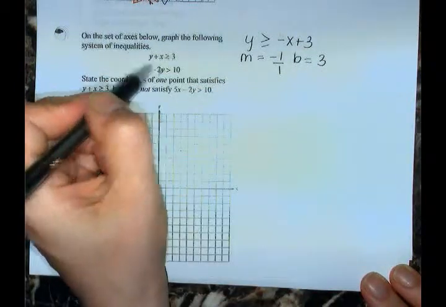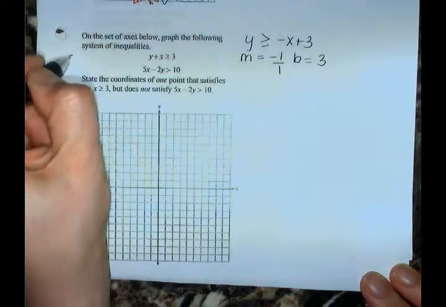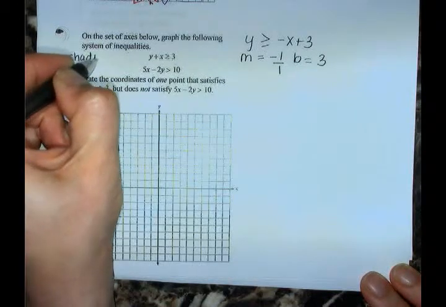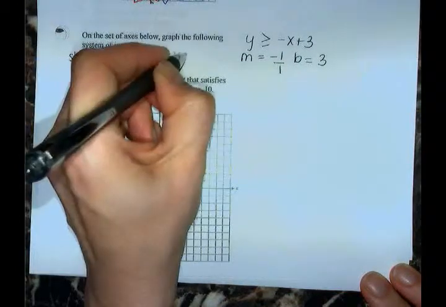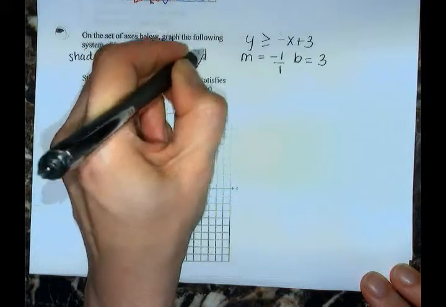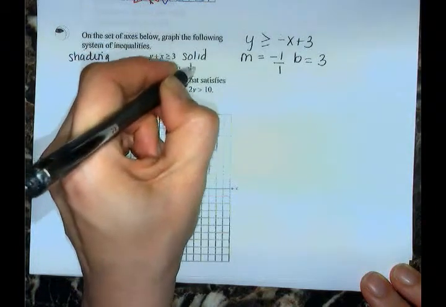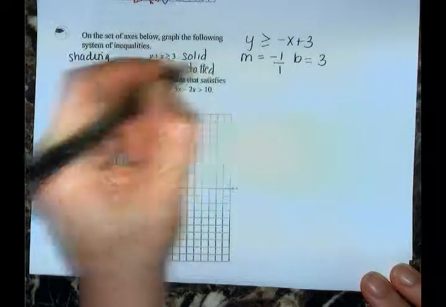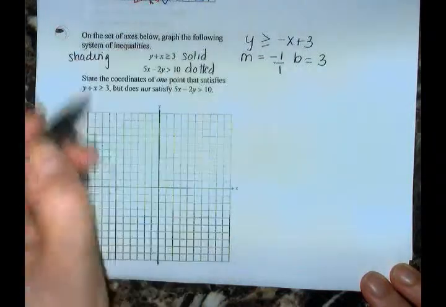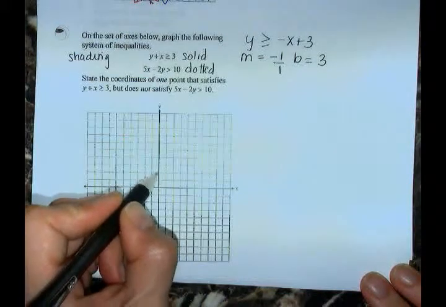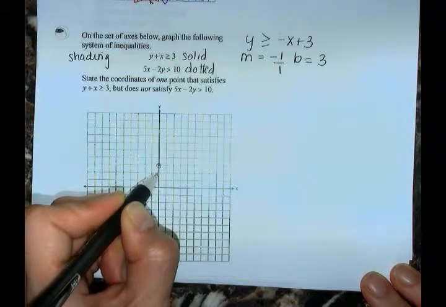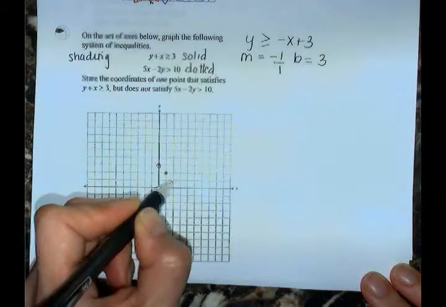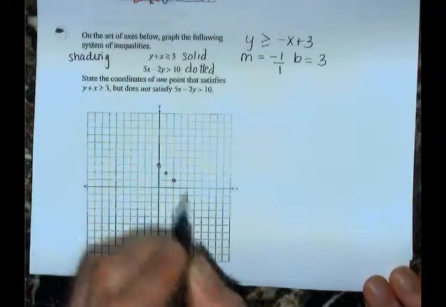Before we start, we should remember that we have shading in this picture, and we have a solid line because there's an equal to, and a dotted line because there is no equal to under that inequality. So the first one, we're going to start at 3. 1, 2, 3. We're going to move down 1 to the right 1, down 1 to the right 1. Don't forget about your ruler.